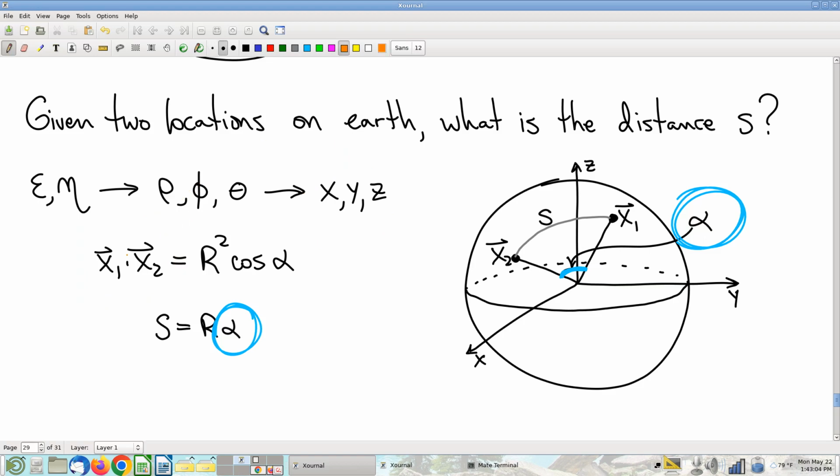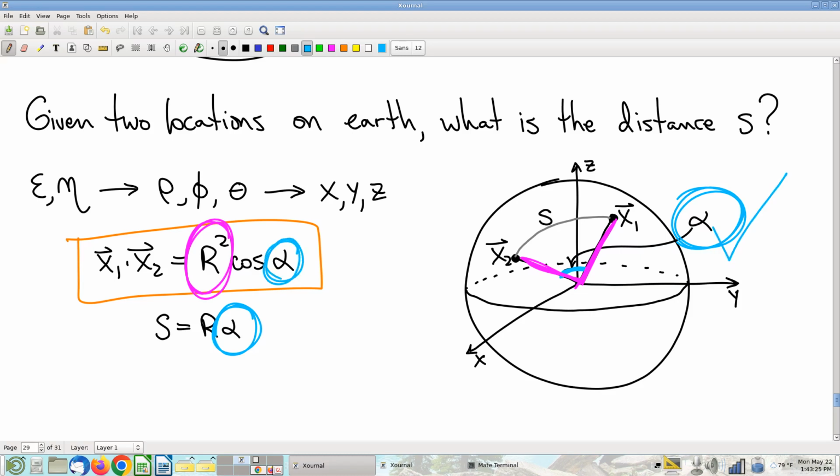Then we remind ourselves, dot products can be computed in terms of lengths and angles. Well, again, these lengths are both the radius of the Earth. The angle here is exactly the angle that we're looking for. And then you just solve for alpha. Solve for alpha, and then we're in business. So let's just move on, right? Really, really cool, really clever calculation.